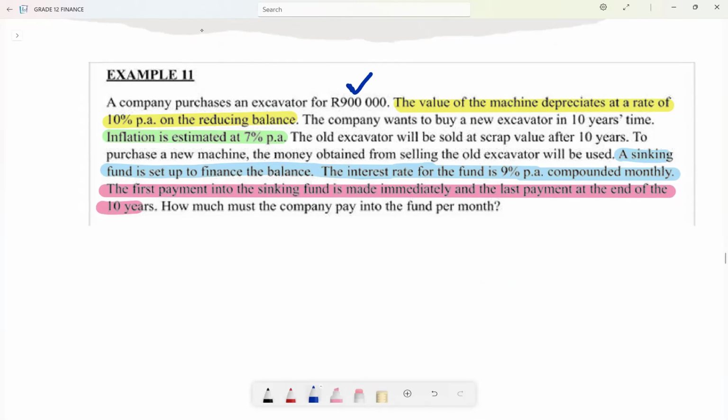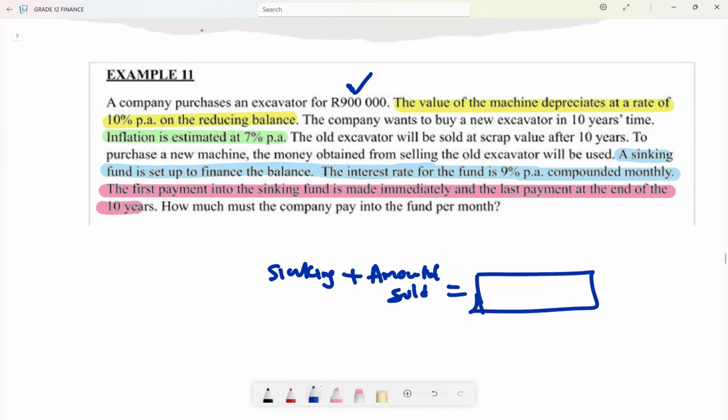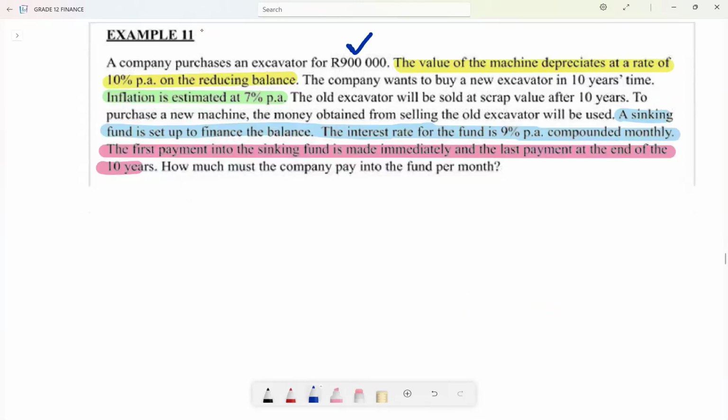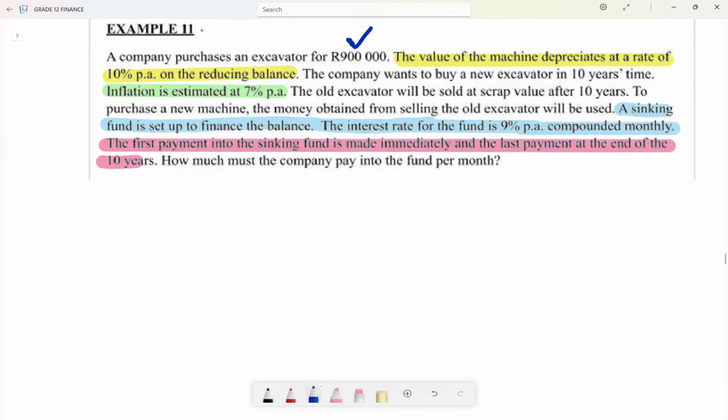The sinking fund is going to help you to do what? Sinking fund amount plus the amount that you sold the machine for after 10 years will now be able to pay for the new machine. Another important thing is that the first payment into the sinking fund is made immediately.